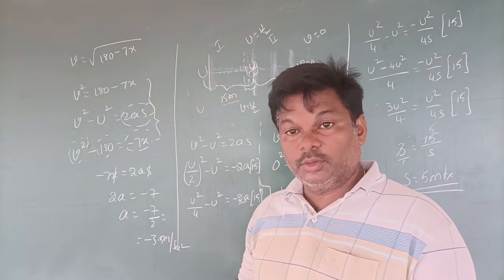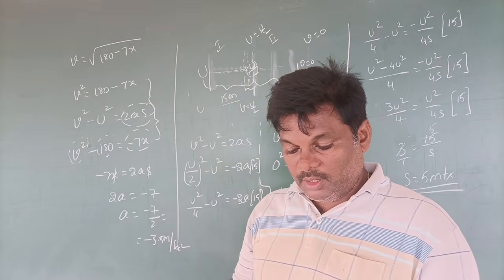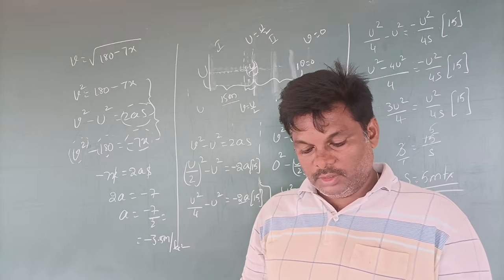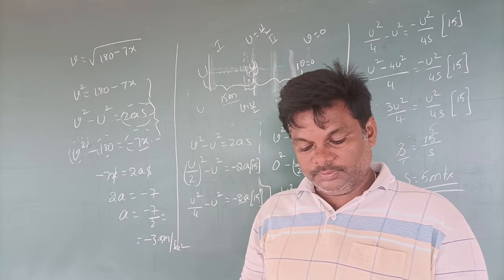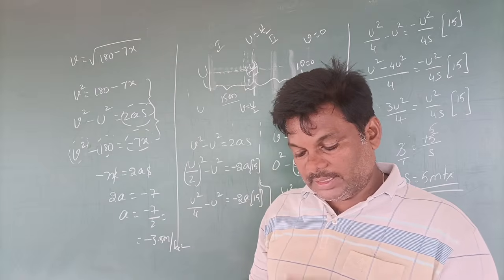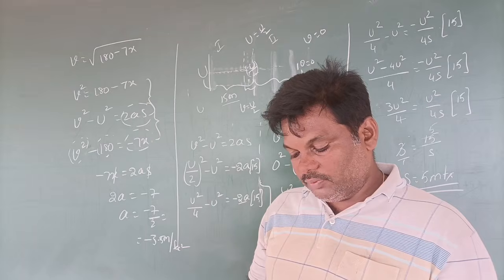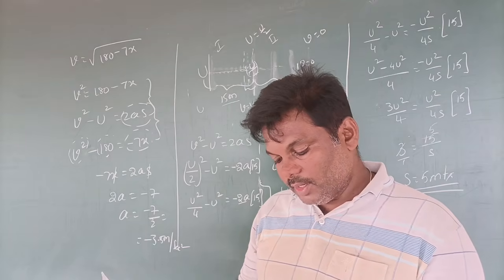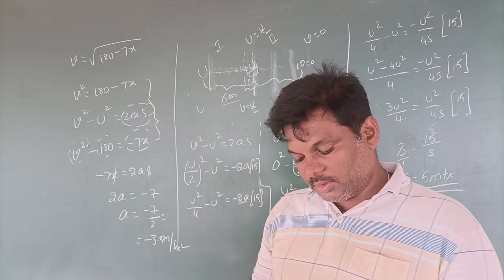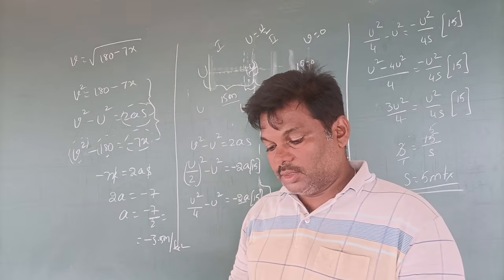So children, I will go through the key answers again. For the 26th question, your option is the 4th option D. For 27th, first option A. For 28th question, second option. For 29th question, first option. For 30th question, first option. 31st question, first option. 32nd question, third option. 33rd question, third option. 34th question, second option. 35th question, fourth option. 36th question, second option. 37th question, first option. 38th question, third option.